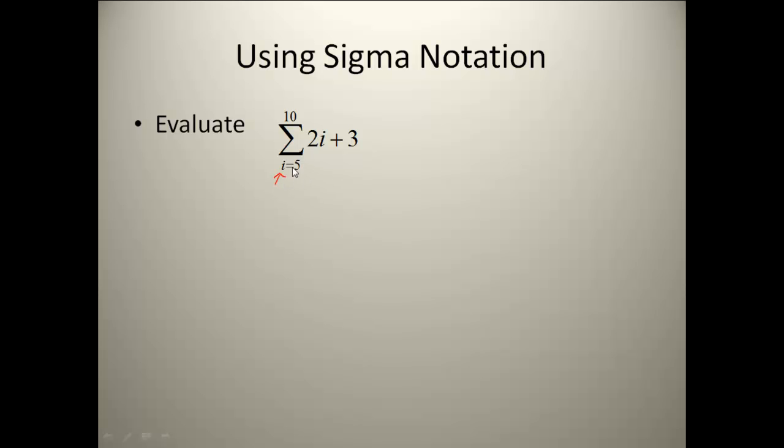The 5 here, that's called our lower limit. That's actually going to be our starting point for when we start to evaluate this. The 10 up here on top is called our upper limit, and that tells us when we're going to stop evaluating. So what this tells me is that I need to add up all the terms that I get when I plug 5 in here, 6 in here, 7, 8, 9, and 10. So I'm going to put each one of those in there.